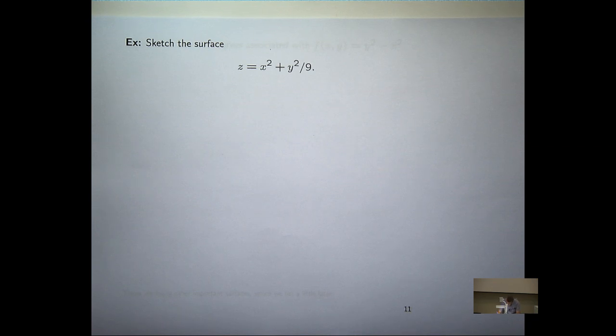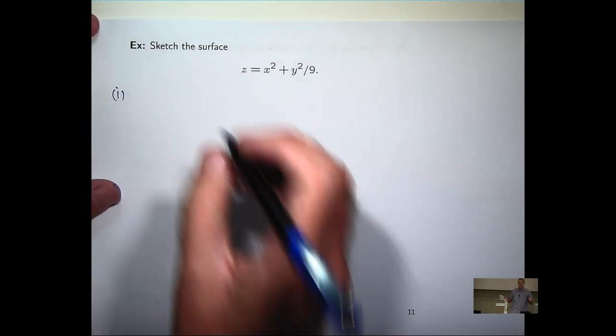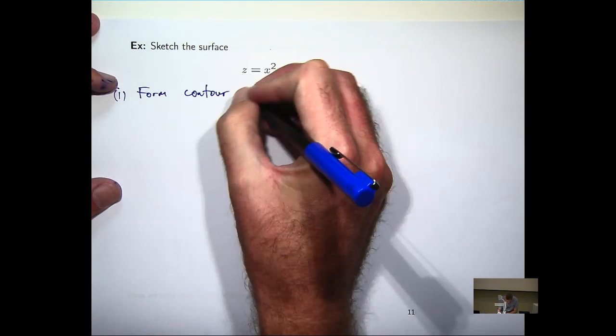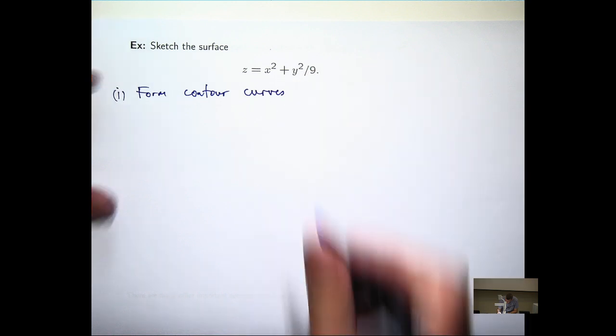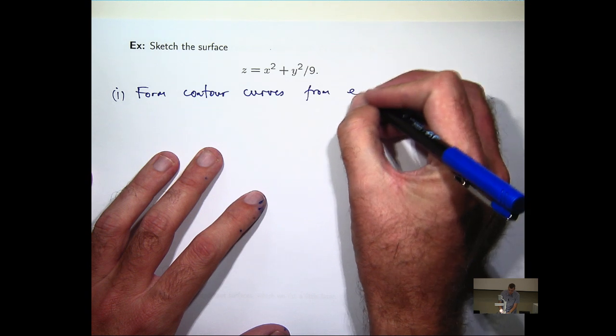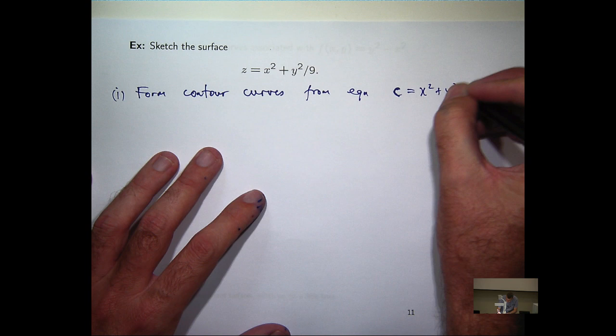I'm going to do this two ways. I'm going to use level curves and contour curves, so just using horizontal planes. And I'm also going to use vertical planes. And I'll show you how that gets done as we go along. So we form contour curves from the equation c equals x squared plus y squared on 9.